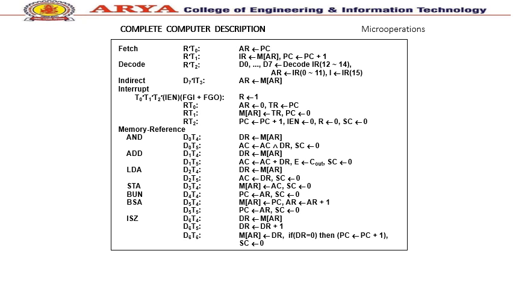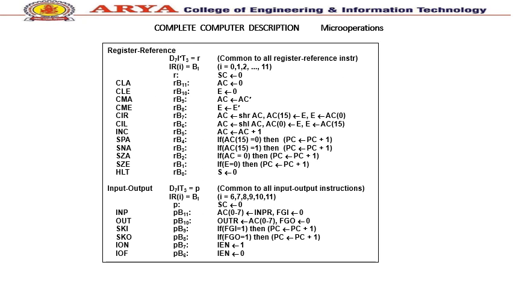Complete computer description. There is a table: fetch, decode, indirect, interrupt, memory reference: AND, ADD, LDA, STA, BUN, BSA, ISZ. Register reference: CLA, CLE, CMA, CME, CIR, CIL, INC, SPA, SNA, SZA, SZE, HLT. Input output: INP, OUT, SKI, SKO, ION, IOF.